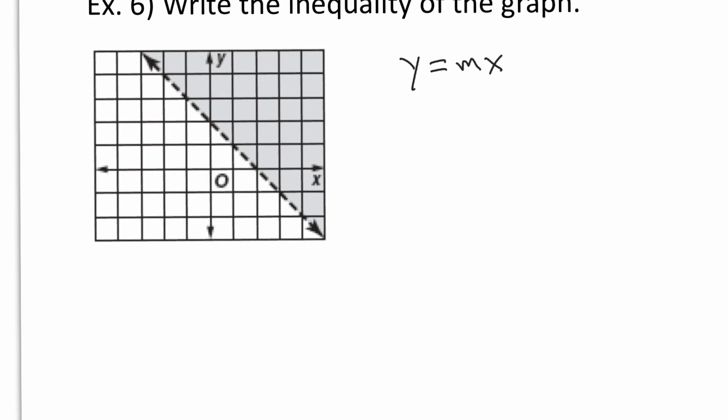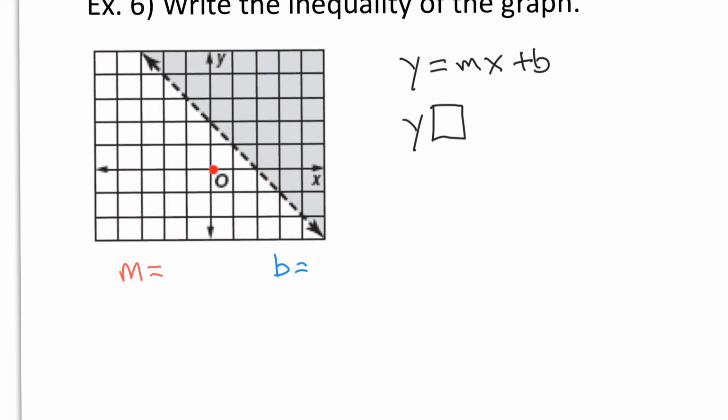So y equals mx plus b. We are not using an equal sign because we do have a dash line and it's shaded, so we need an inequality. But before we do the inequality, I'm just going to put a box for now, so not the equal sign. I'm going to put the y over here. I need to find my m and I need to find my b. So I need my slope and I need my y-intercept. So let's go ahead and look for the y-intercept first. That's always the easiest one to find.